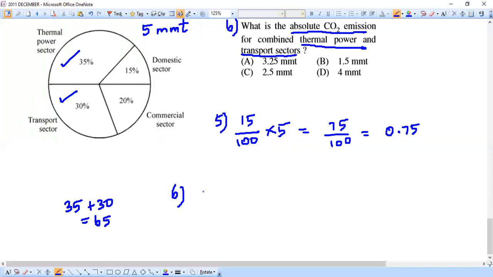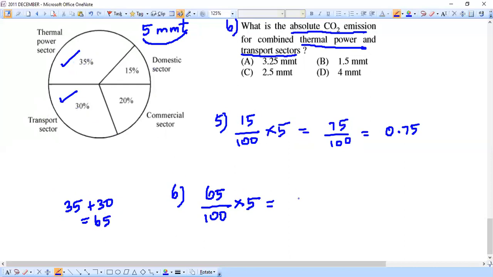So what is the 65? 65 percentage of what number? Again the same number, 5, because we know that the total is 5 MMT. It's already there in the question. So 65 percentage of 5 is what we need to find. Why is it 65? They're asking these two sectors together, so we can directly add: 35 plus 30, 65% of 5.